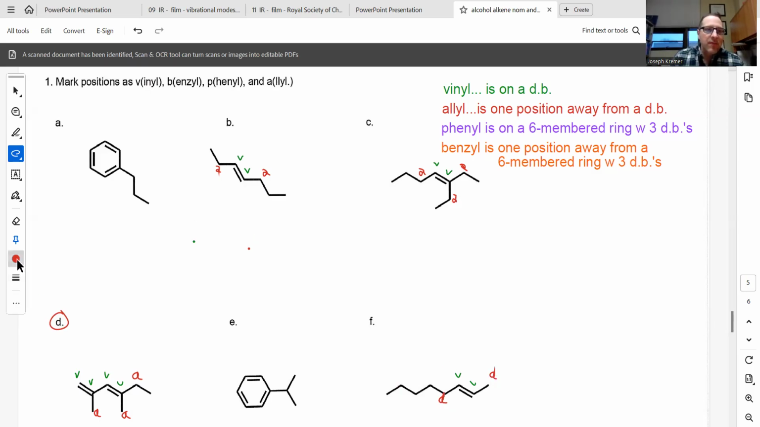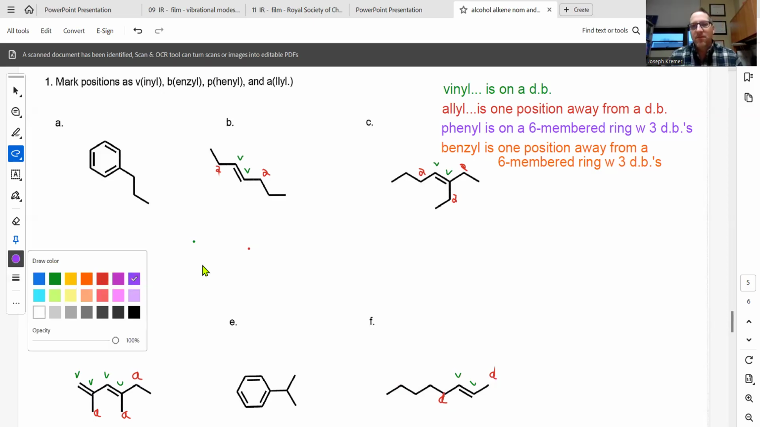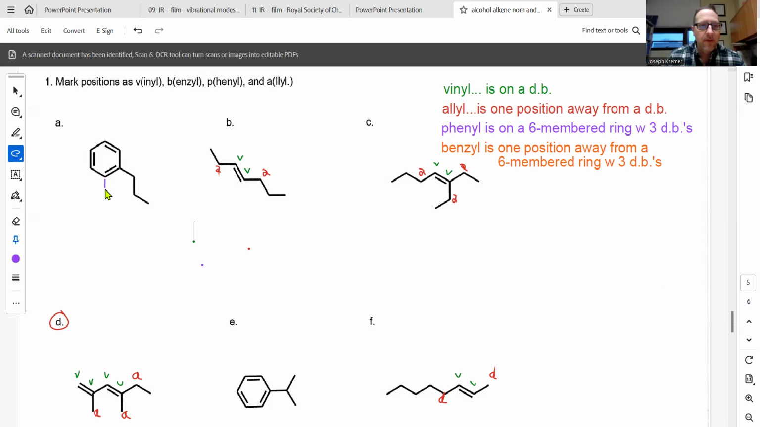So changing pen colors to purple, because here come the phenyl positions. This time I'm going to label purple P's on a six-membered ring. If it's a seven-membered ring, you're supposed to use the green V's. This is a six-membered ring. You'll see end of April how these six-membered rings are called aromatic. It used to mean aroma or smell, good or bad. Now it means reactivity of a certain type.